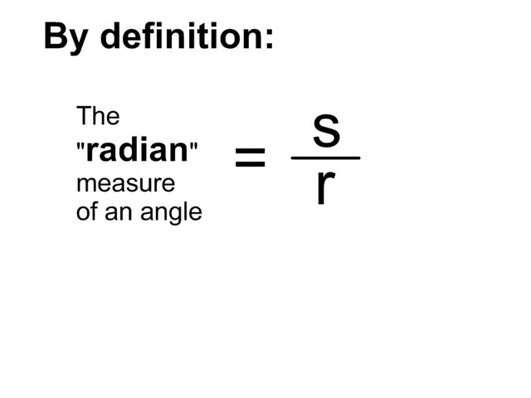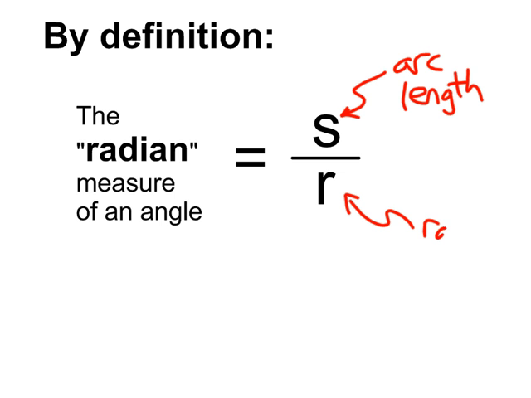So let me go to this definition here. By definition, the radian measure of an angle is the ratio of the arc length S over R. And get used to using S for arc length. We will be doing that regularly. R, you're a little more familiar with, being your radius. And again, the number of radians is going to be that ratio S over R.